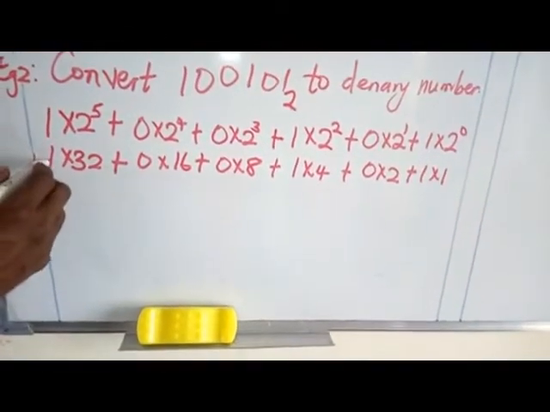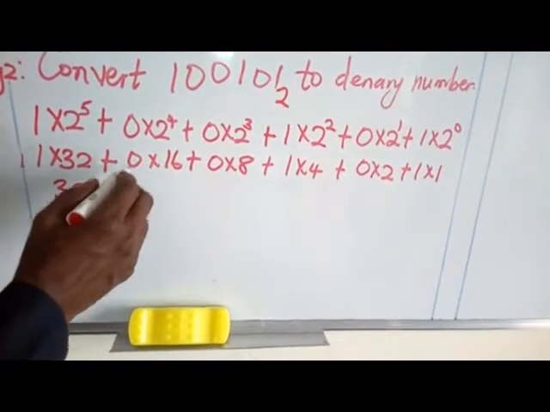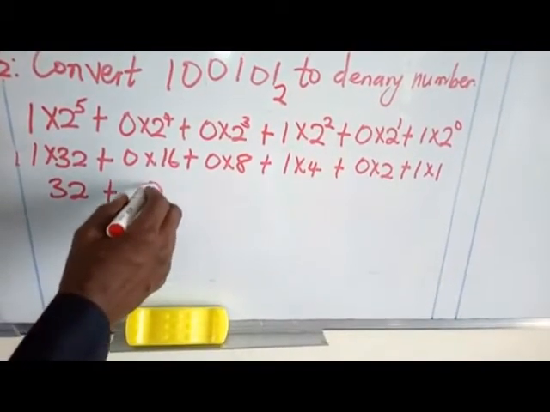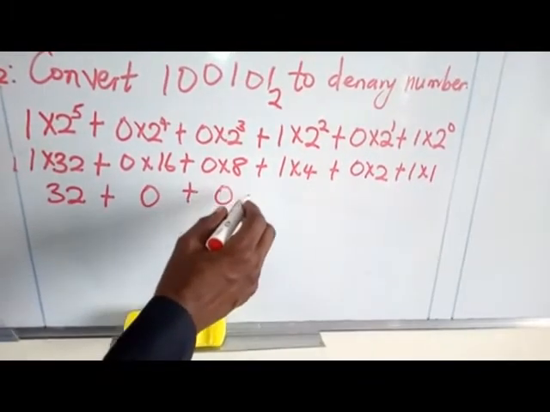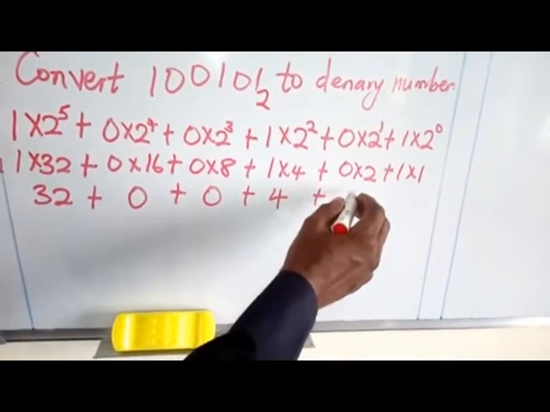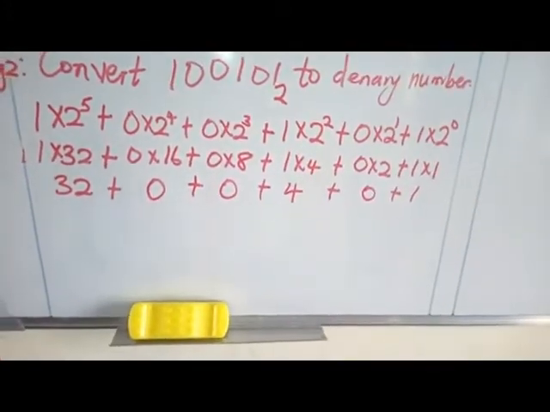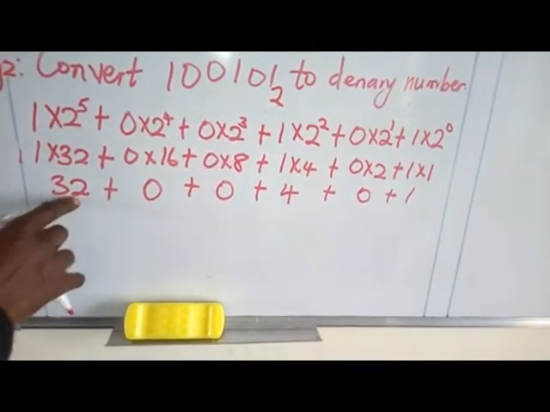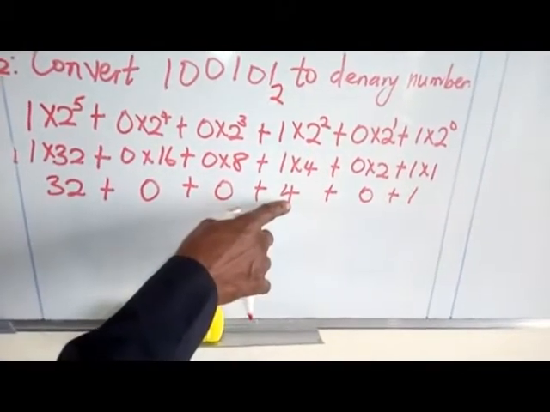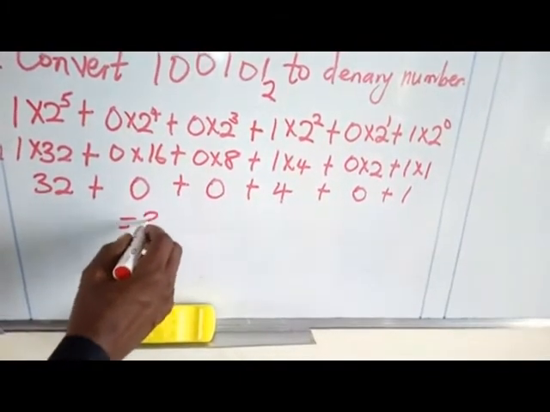So we have 1 times 32 is 32, plus any number multiplied by 0, always remember that is 0, plus 0. Then we have 1 times 4 is 4, plus 0, then plus 1. So let's add it together. If you add 32 plus 4, that is going to give us 36. Then 36 plus 1 is going to give us 37.